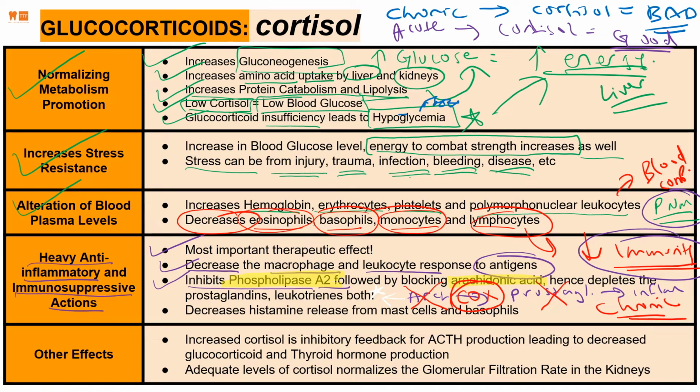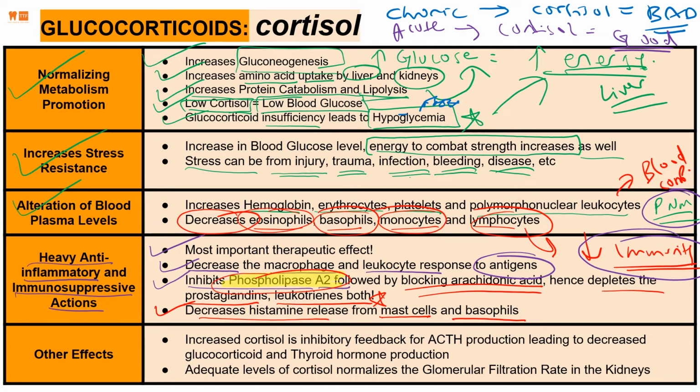Of course, we'll take a look at this in more detail in the next slides, but essentially the anti-inflammatory effect comes from this one point right here, which is phospholipase A2, which is blocked. Then it blocks arachidonic acid, hence it depletes the prostaglandins and leukotrienes, both of them. Then comes a decrease in histamine release from mast cells and basophils.